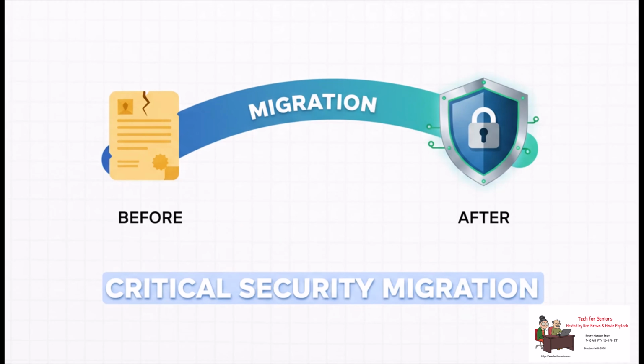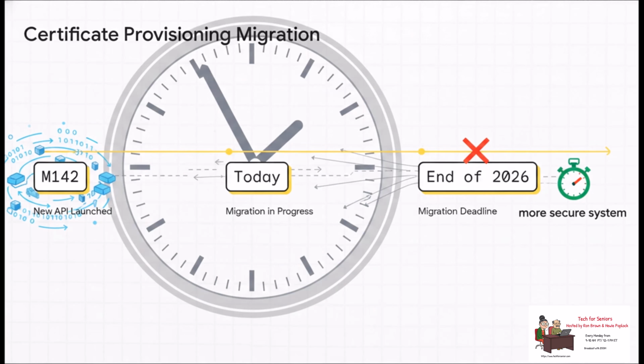And staying on that security topic, this update is also a huge heads up for all the IT admins out there. There's a mandatory migration that's happening behind the scenes that changes how ChromeOS devices handle security certificates. The really crucial piece of information here is that deadline. As you can see on the timeline, the new system for this was actually launched way back in version 142. Right now, we're in the middle of that migration period. Admins have until the end of 2026 to get everything moved over to the new, more secure system. So, yeah, the clock is officially ticking on this one.